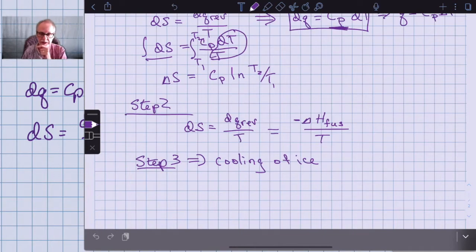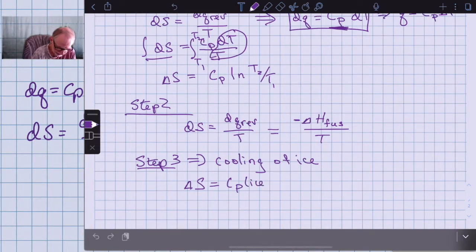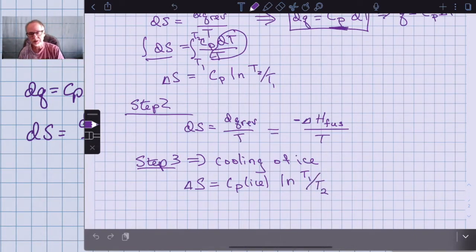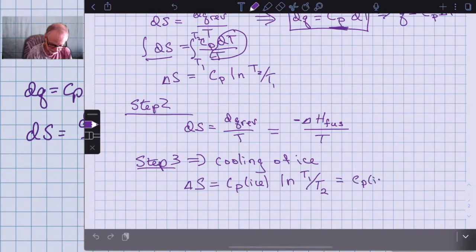And again, it is a temperature change process. So the equation we're going to use here is the same as the equation we used for step 1, except it's the heat capacity of ice that we have to use instead of the heat capacity of the liquid. So we're going to need to look that up. And then T1, the way we have done the calculation, was equal to 268 Kelvin and T2 is 273. So we're going from 273. Let me just write this out.